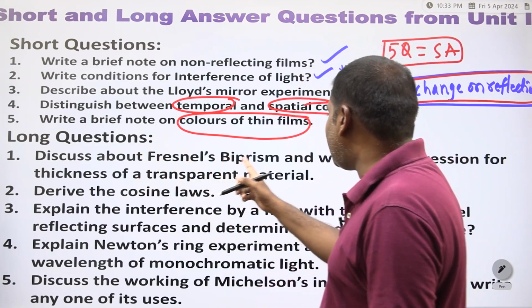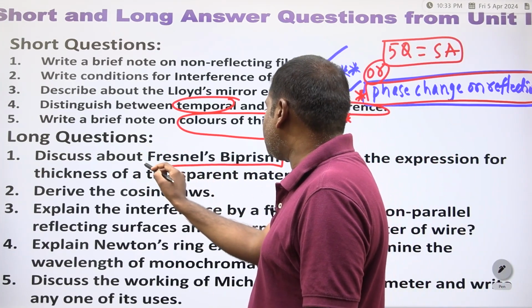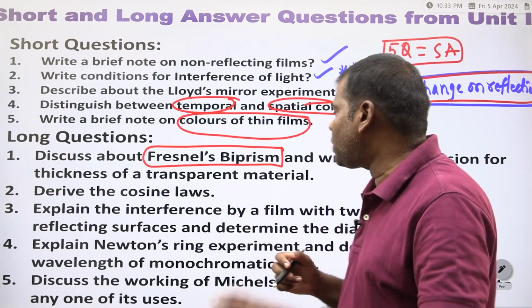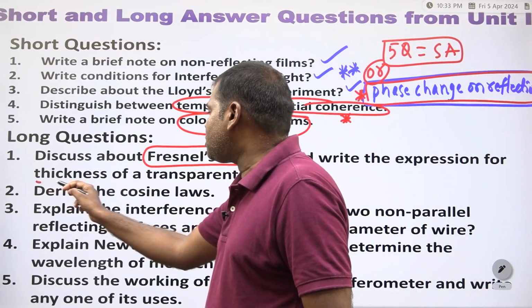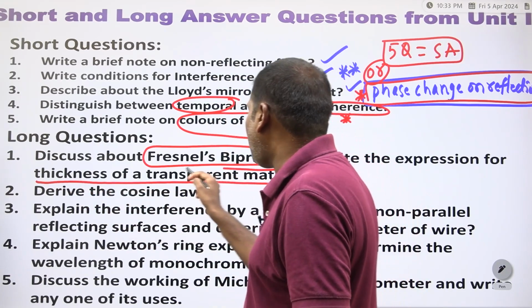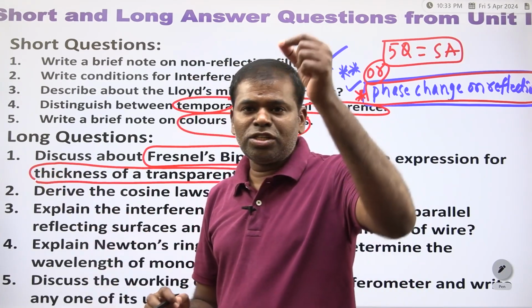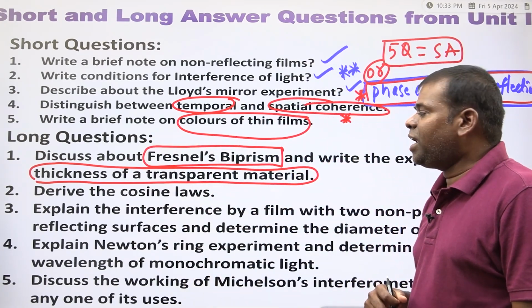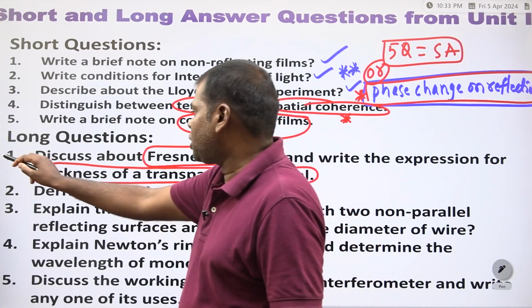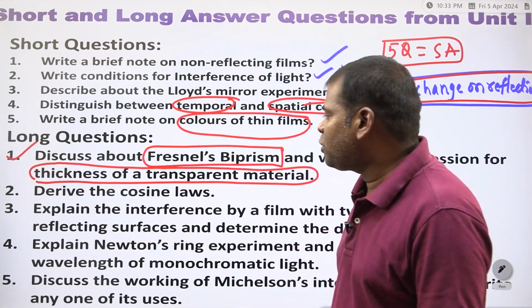Discuss the Fresnel's biprism. Fresnel's biprism structure you have to write, and write the expression for the thickness of a transparent material. You have to use a transparent sheet. The thickness you have to find by using the Fresnel's biprism. That is the first question. Second one you have to see.